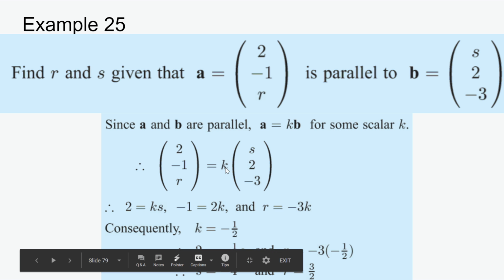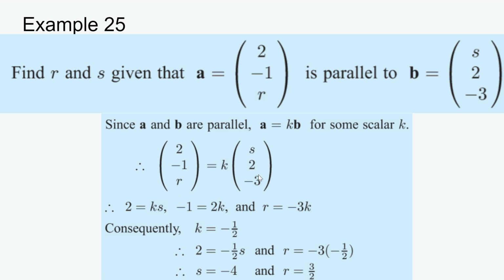Now, this is obviously showing it from the opposite perspective. Vector A equals k times vector B. But the k could really be on either side. It doesn't really matter because it's still going to be a scalar multiple.